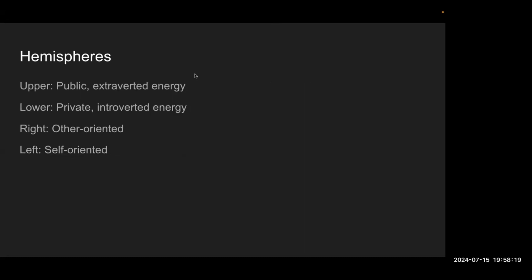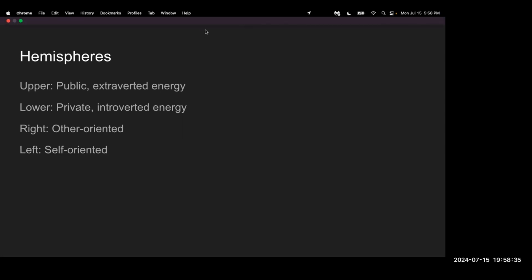We talked about the hemispheres. So we talked about the upper hemisphere being public extroverted energy, the lower hemisphere being private introverted energy, the right being other oriented, and the left being self oriented. So that's just some basic things to look at as it pertains to your chart.